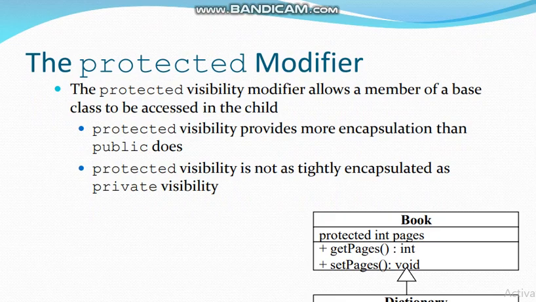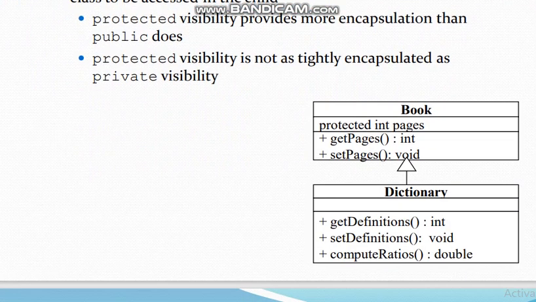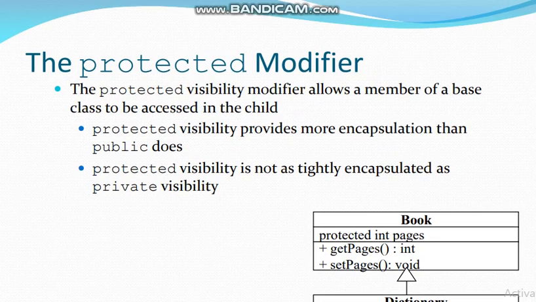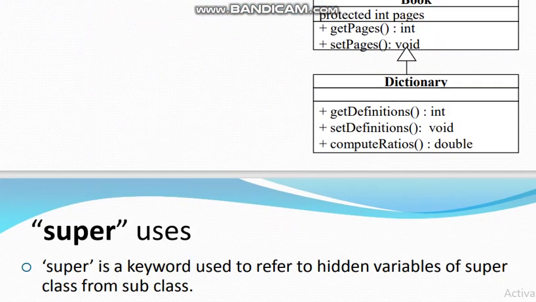Okay. The next one is the protected modifier. How it works: the protected visibility modifier allows a member of a base class to be accessed in the child. This protected visibility provides more encapsulation than public. Okay.